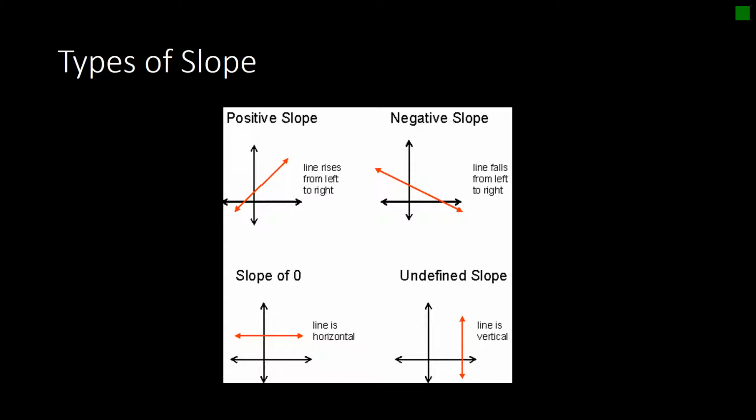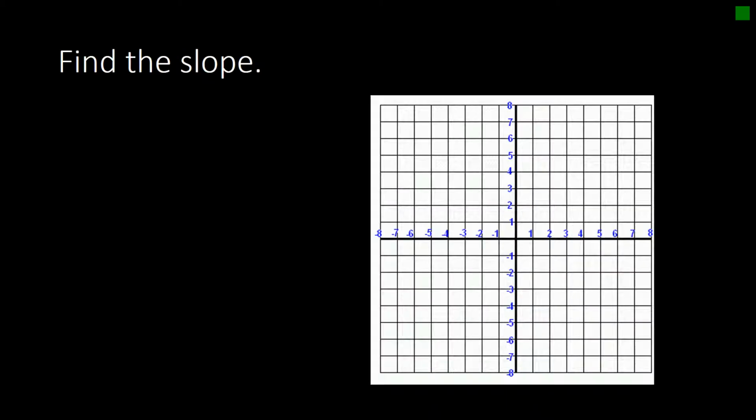So we have different types of slope. As you look from left to right, you can notice that this red line is steadily going up. So that's positive slope. On the second one, as you look from left to right, this red line steadily goes down. That's negative slope. If you have a horizontal line, you have a slope of 0. And if you have a vertical line, you have undefined slope.